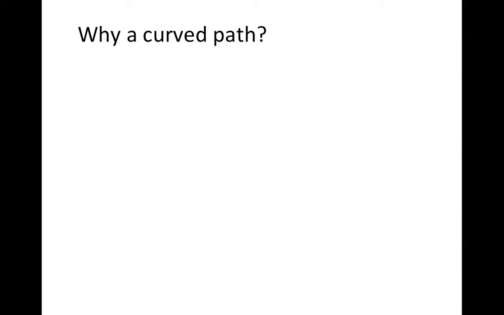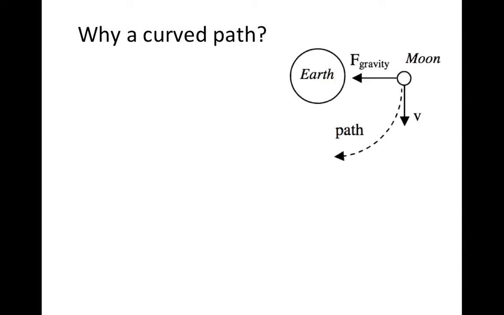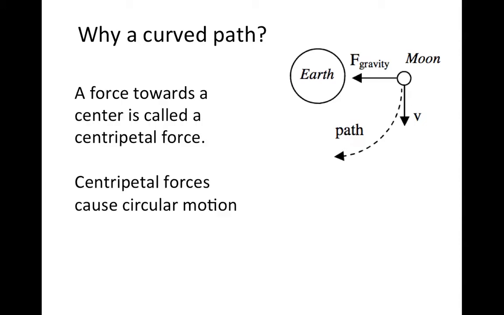Because in fact, all particles, if they are charged and moving through a magnetic field, follow a curved path. And this is just the same reason that the moon follows a curved path around the Earth. That is because a force is always directed towards the center. And if you remember from rotational motion, that is called a centripetal force. And centripetal forces cause circular motion.